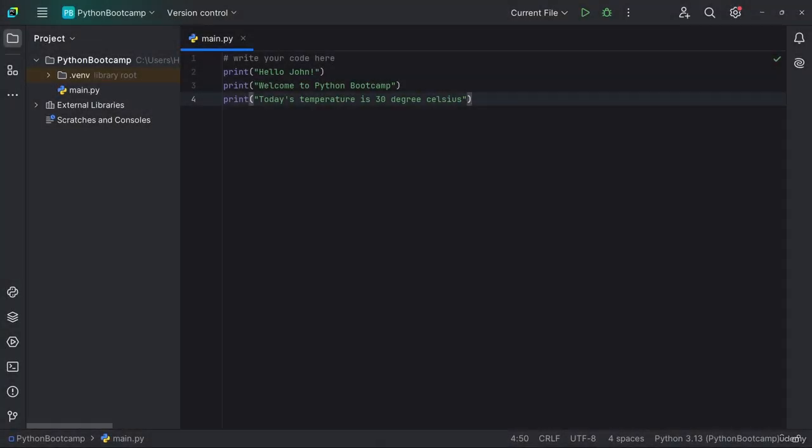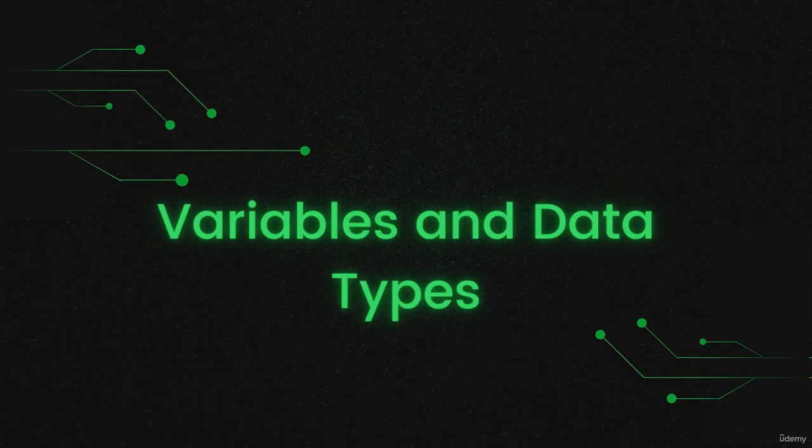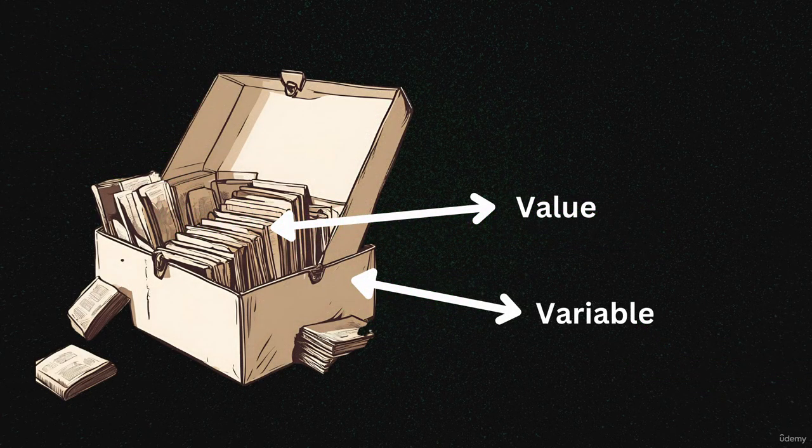Welcome back. In this section, we are going to be talking about variables and data types. And in this lesson, we are looking into an important concept in Python and programming generally, and that is variables. When we talk about variables, you can think of a variable as a storage box that holds information you want to work with in your program.